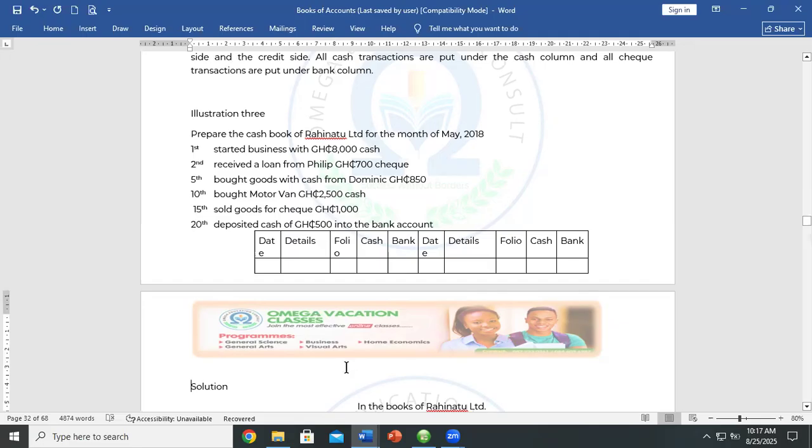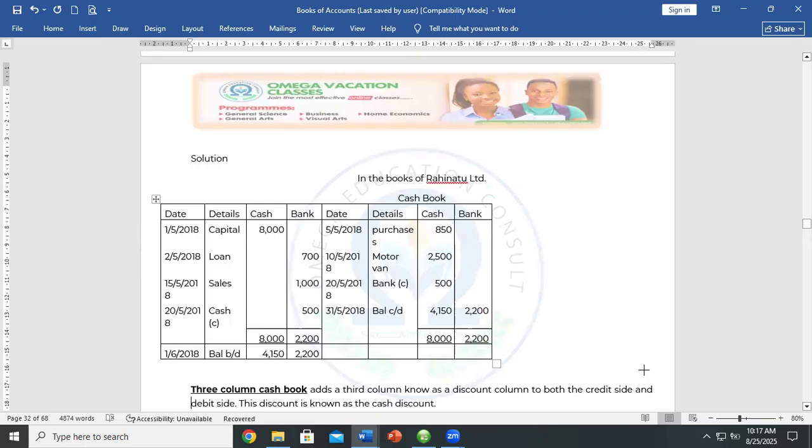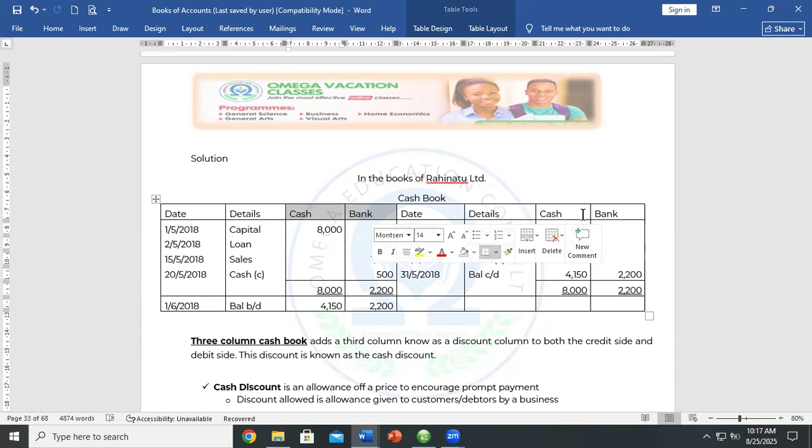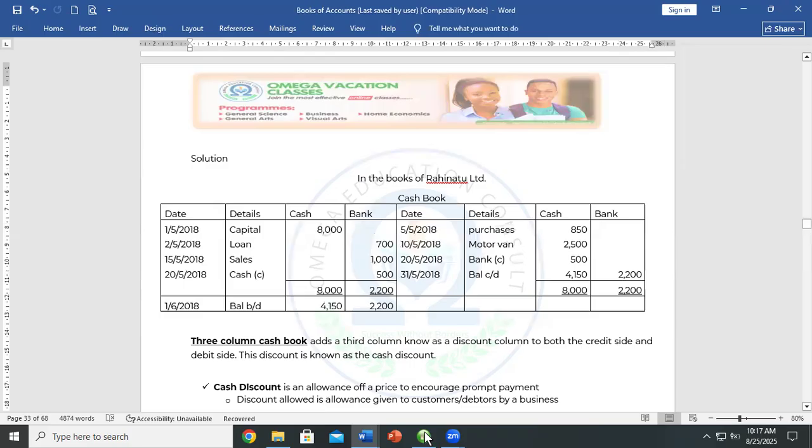So in preparing the cash book, this is how it will look. Again, you have your debit side and your credit side, but now we have a column after the details. We have a column for cash and bank on the debit side, and a column for cash and bank on the credit side. That's the difference between this and the single column. But the principle is the same. When you receive, you debit. When you pay, you credit. But here, watch out so that you don't put a cash transaction under the bank column or vice versa. Okay, great. I think we'll continue with this illustration in the next section.